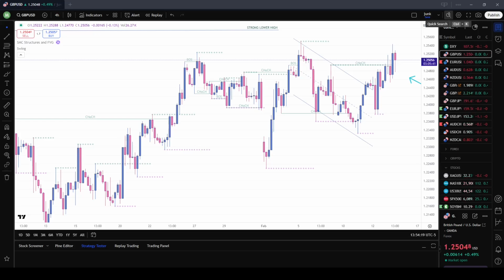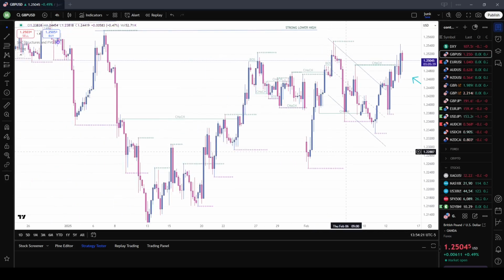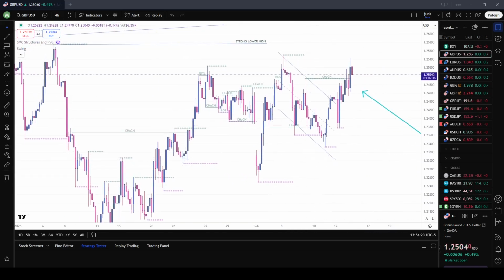Thank you for joining us here at Banknote Trading, where we take a look at the US dollar pairs in the forex market. Today, we'll start by taking a look at GBP USD, pound dollar, on the 4-hour chart.